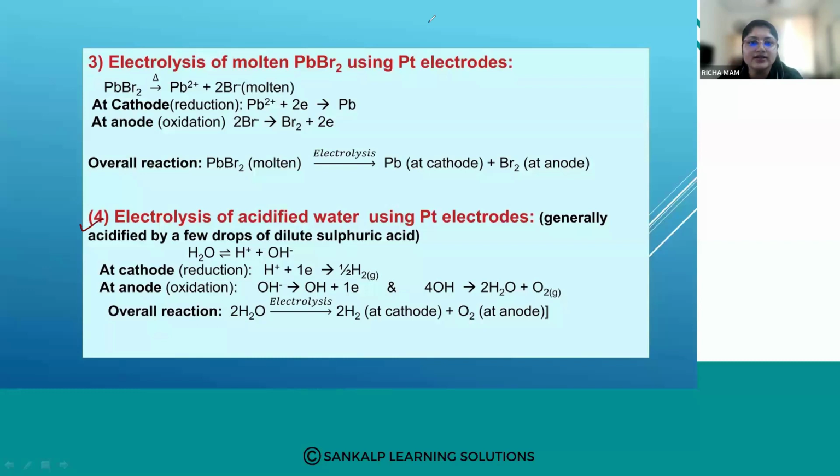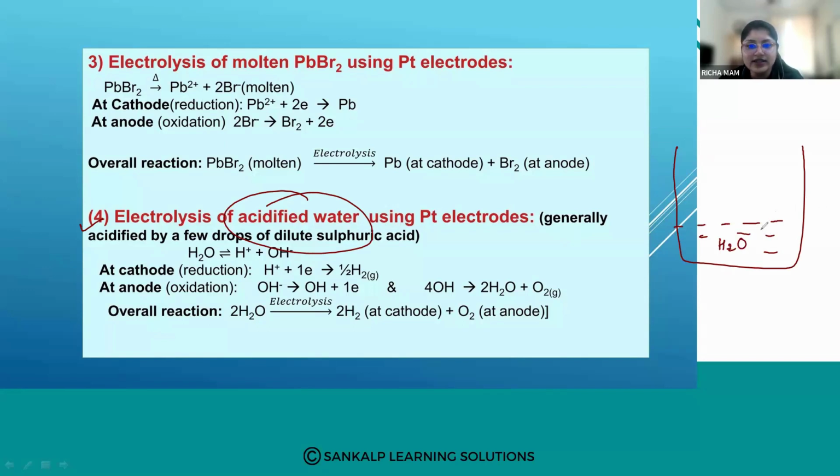Next is the electrolysis of acidified water with platinum electrodes. What do you mean by acidified water? In the beaker, I'm going to take water, and to this I'm going to add acid. I'm going to add a few drops of H2SO4.